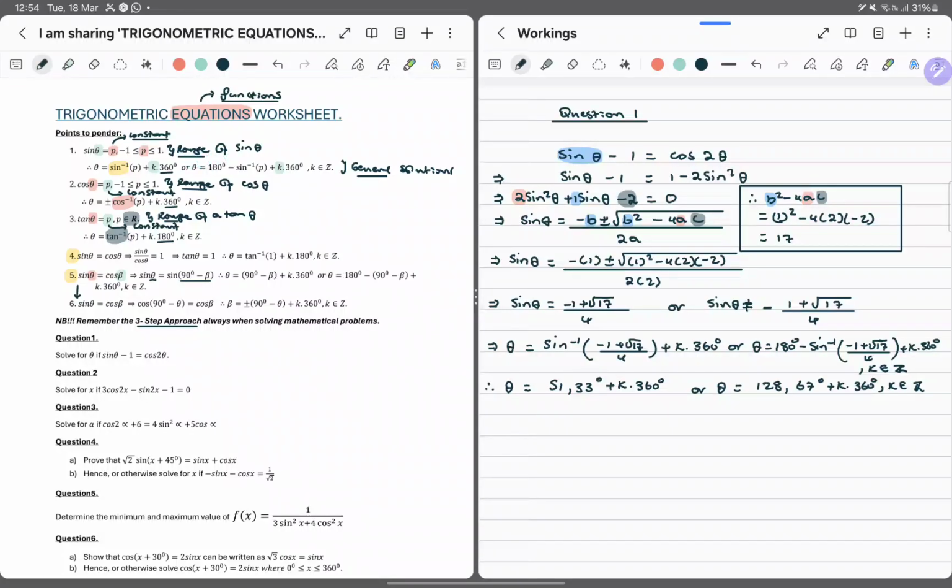But remember, we were not given any domain, so this is the value for theta. So this is another way to ask for general solutions. So when you're told to solve and there's no domain given, you just simply do general solutions, so don't sweat. So you can see, guys, the quadratic formula still applies.